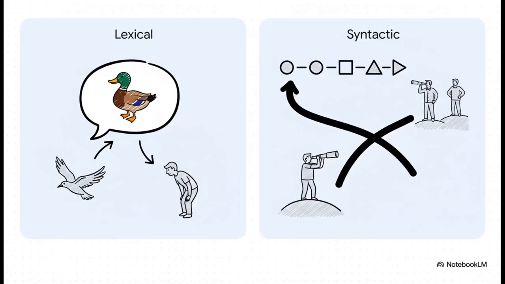Now, this whole issue kind of comes in two main flavors. First, you've got lexical ambiguity. That's a fancy term for what we've been talking about, where one single word, like bank or duck, is the troublemaker. The second kind, syntactic ambiguity, is a little sneakier. Here, it's not the individual words, but the way the entire sentence is built that creates the confusion.